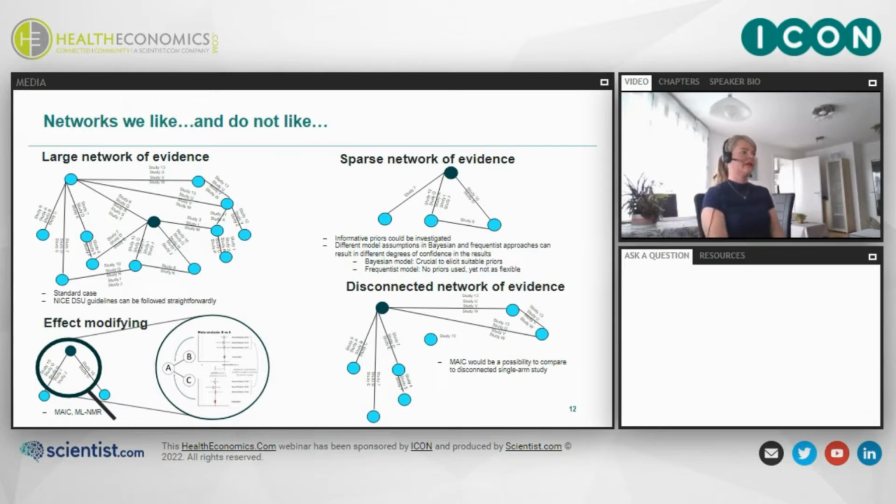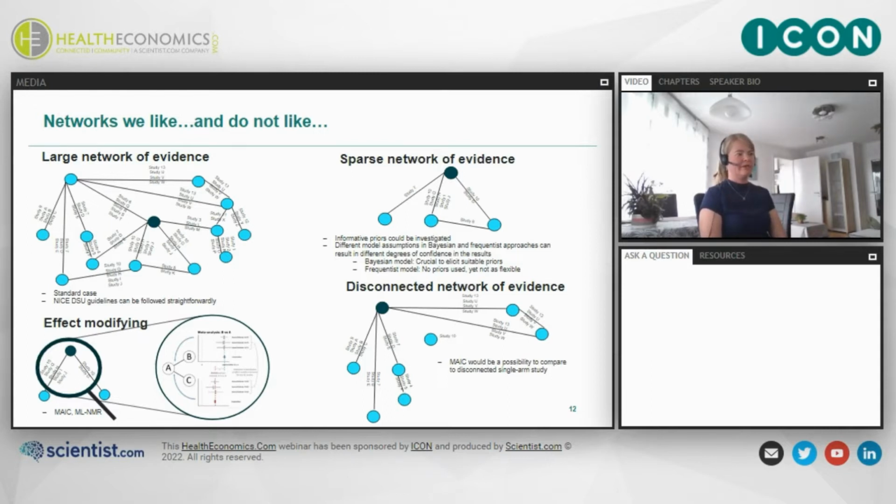Here you can see the networks we are usually dealing with. So in the upper left corner, you can see the ideal case of a large network of evidence incorporating a lot of studies for each link between the interventions. This works well. If we have such a network, we can just use the standard code from the NICE DSU guidelines, and usually everything works well.